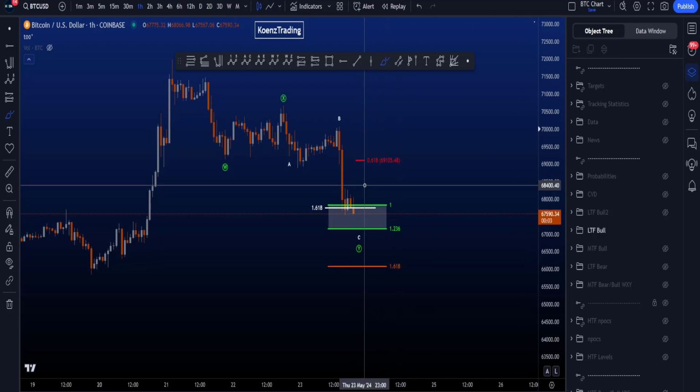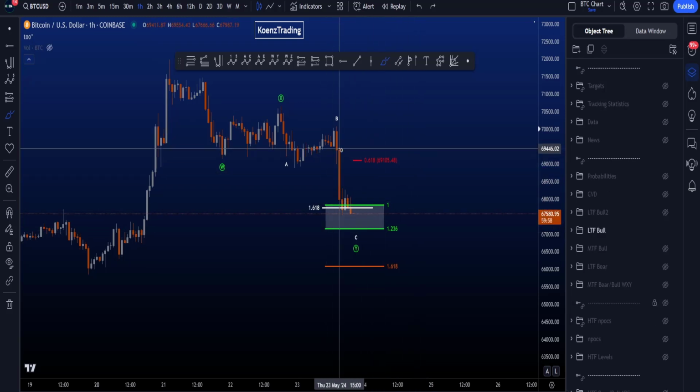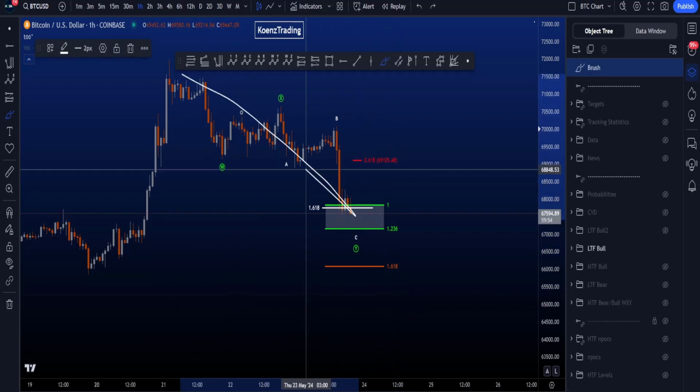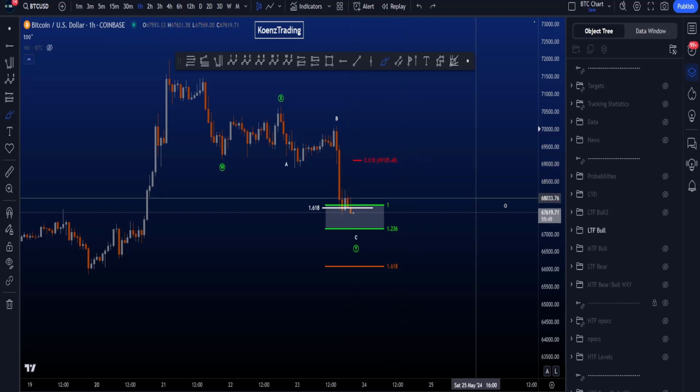For this scenario, you do want price to move towards the upside and hit the 0.618 to invalidate the impulse structure to the upside and increase the probabilities that a corrective structure is finished and price is ready to have a bigger move back towards the upside.